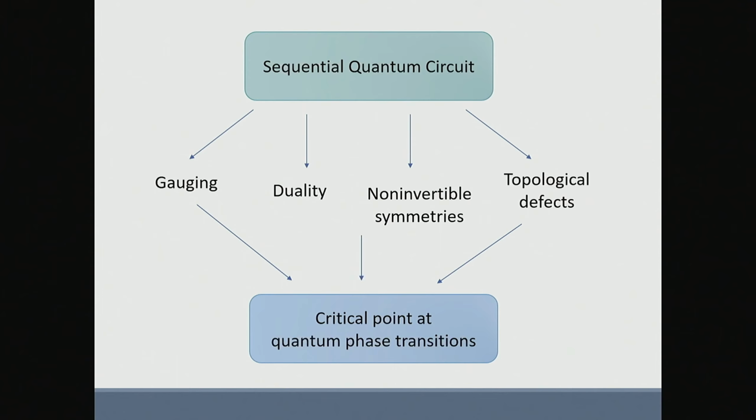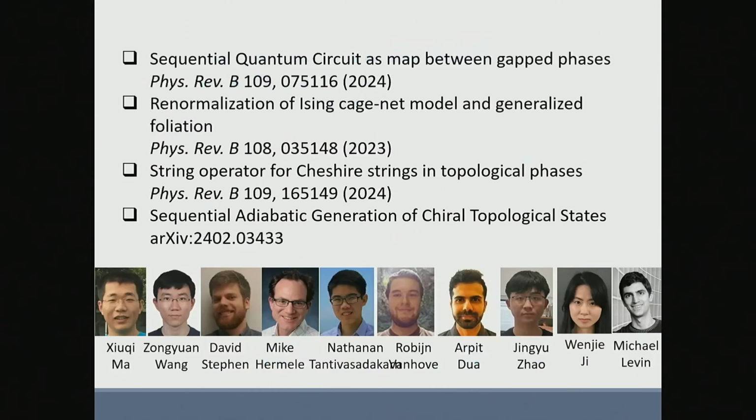out there, that sequential circuit, from what we understand right now, is the lattice version of generalized symmetry, and it relates to all these notions of gauging, duality, non-invertible symmetries, and topological defects, and all these things hopefully eventually will give us deeper insight into quantum critical points and phase transitions. So that's all I want to say.